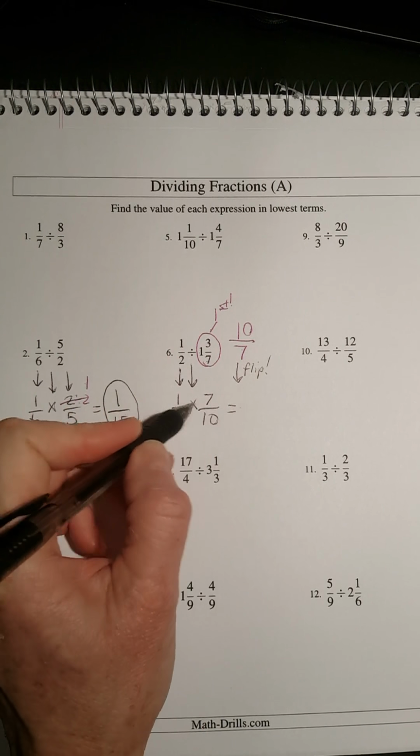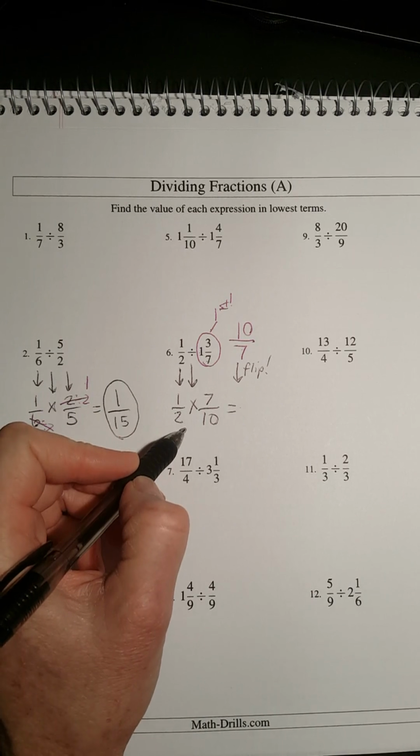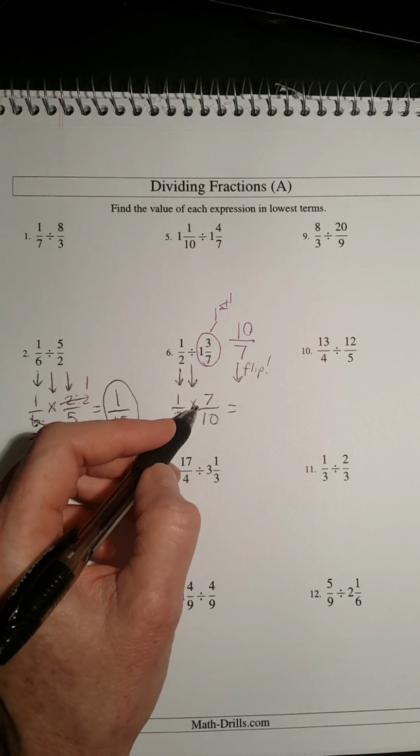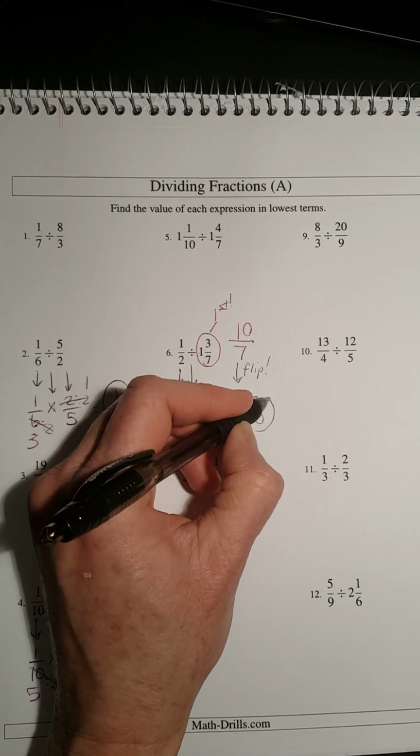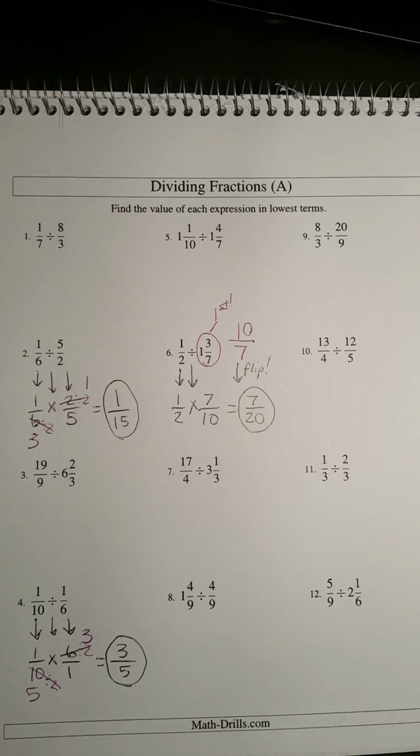Okay, and then we're going to multiply across because 2 and 7 won't simplify and 1 and 10 won't simplify. So 1 times 7 is 7. 2 times 10 is 20. That is my final answer.